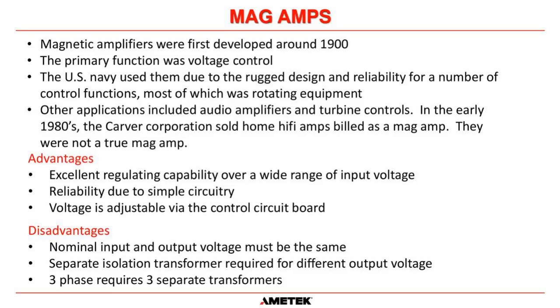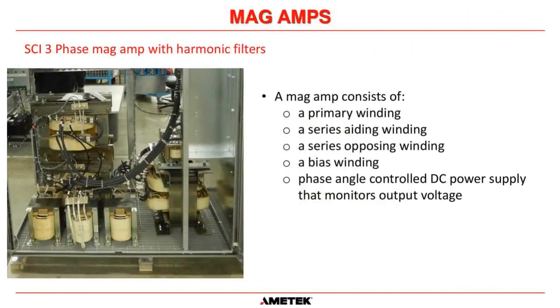Disadvantages with the mag amps again was the separate isolation transformer required for output voltage. If you've got three-phase, you need 3 transformers. Here's a mag amp that we built at the factory. It's a 3-phase mag amp, so there's 3 separate transformers there, and then at the bottom front of the cabinet are harmonic filters.